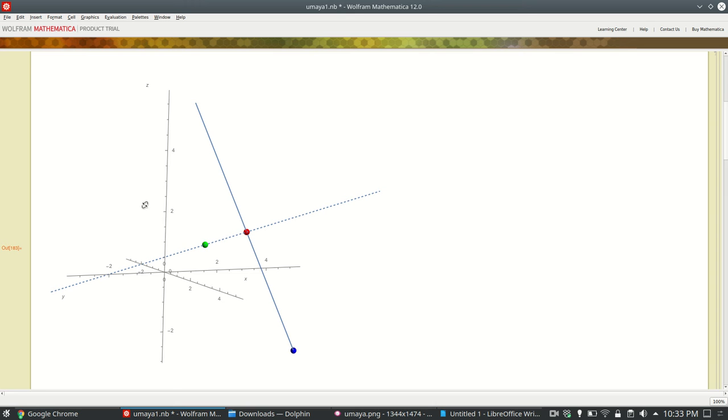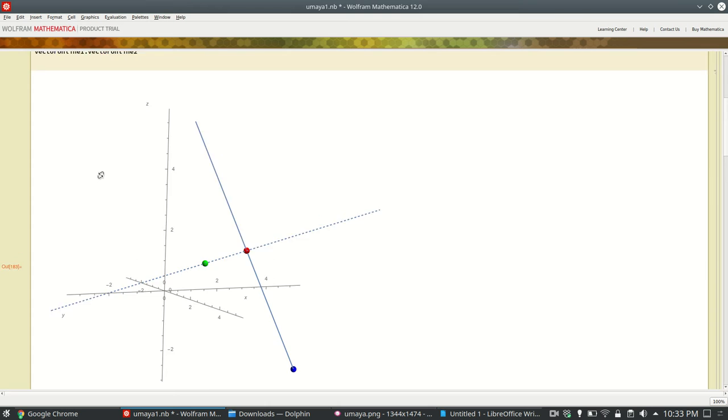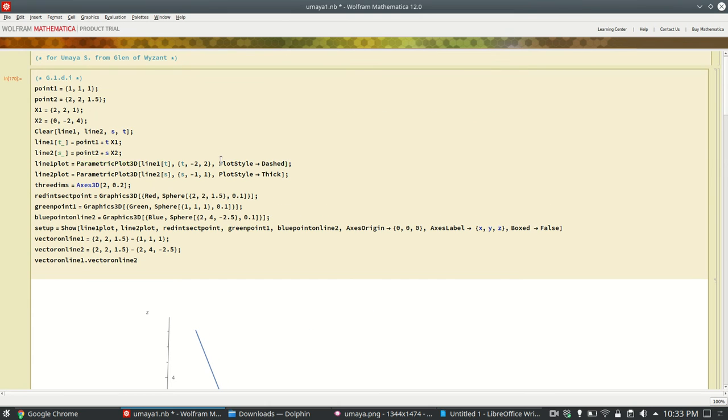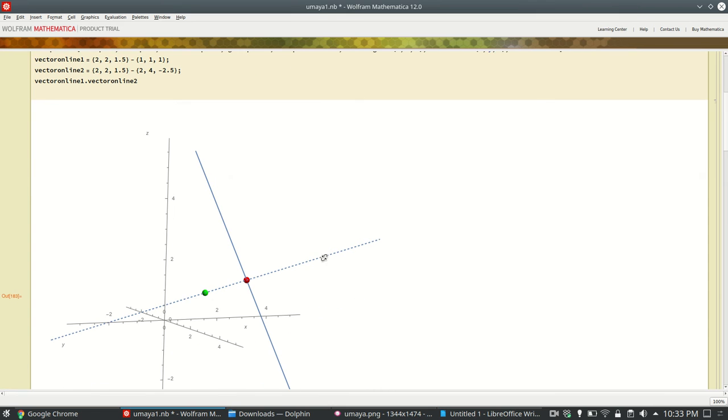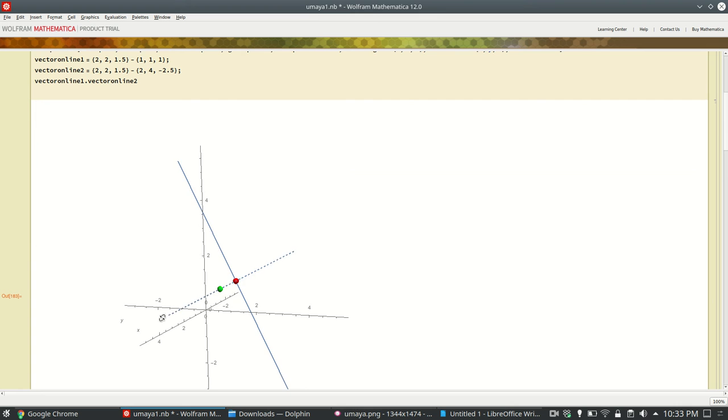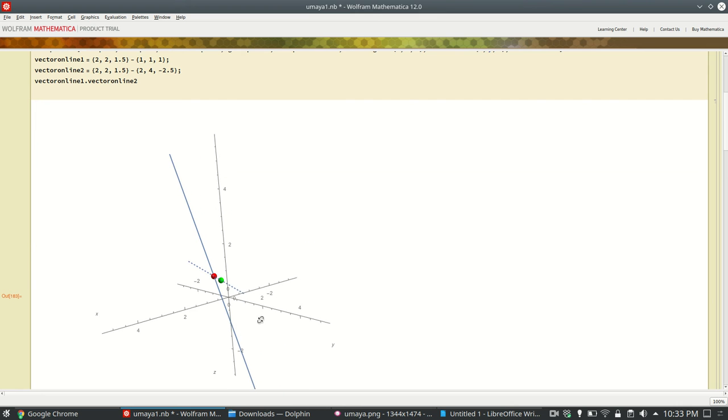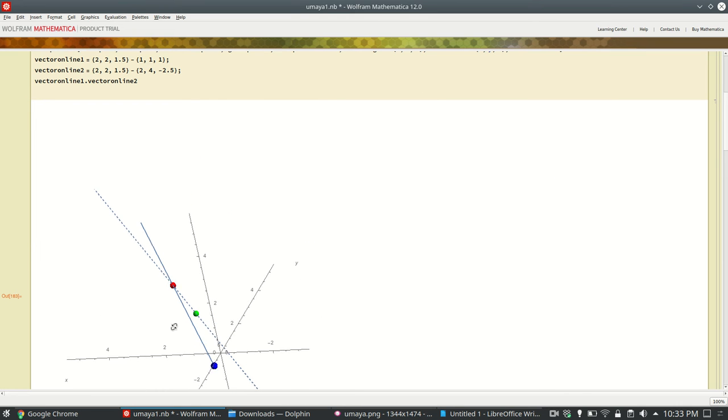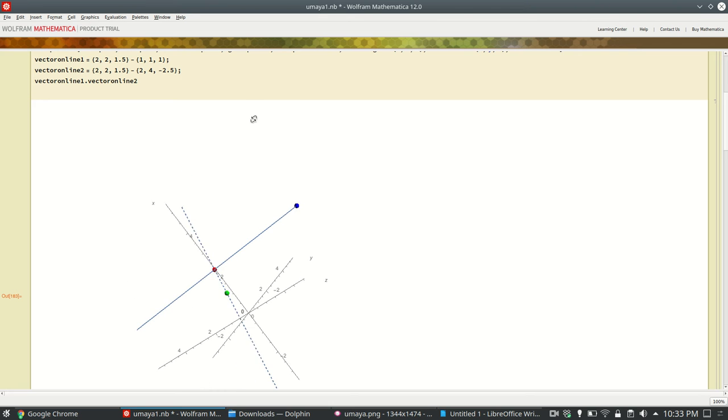I have made one of them dashed and one of them solid, just so we could tell the difference between line 1 and line 2. So I just added this statement in here, plot style dashed for line 1. So line 1 is the dashed line, and line 2 is the solid or thick line. If you rotate this, you could see that they do indeed hit each other, and I've drawn a red dot there where they do hit each other.